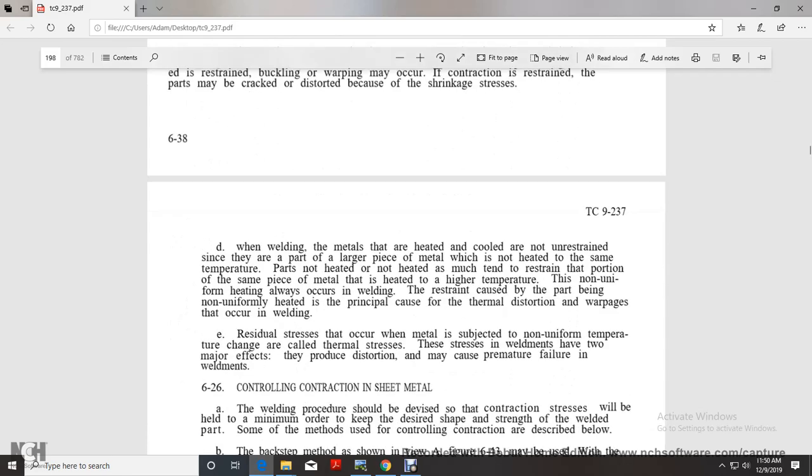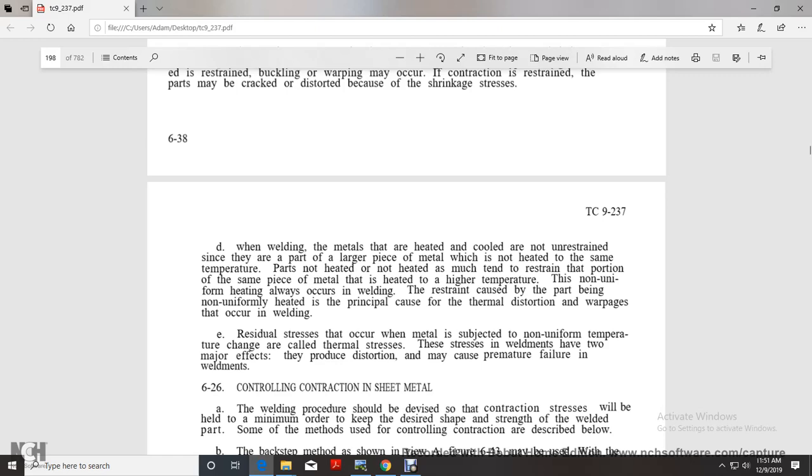When welding metal, the heated parts are not unrestrained, since they are part of a larger piece of metal which is not heated to the same temperature. The parts not heated as much tend to restrain the heated portion of the same piece of metal. Non-uniform heating to high temperature always occurs in welding. The restraint caused by the part being non-uniformly heated is the principal cause of thermal distortion and warpage in welding.